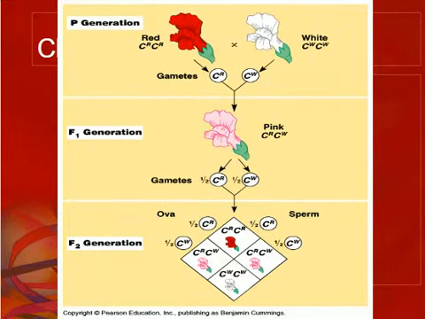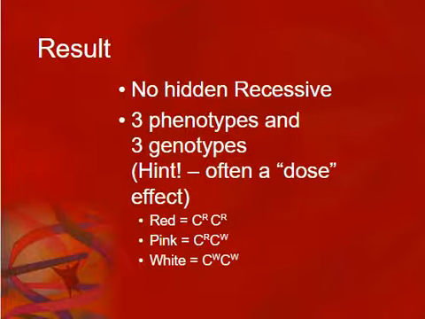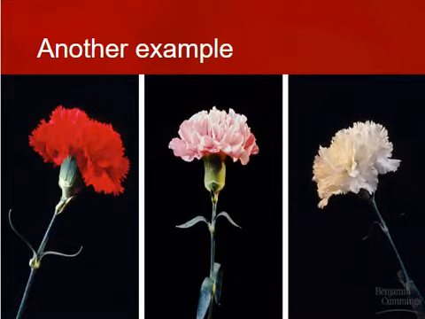So they blend together. The result of that is we get no hidden recessives. So you see every trait. 3 phenotypes, 3 genotypes. Like I said, this is the second time you've seen dose effect. So like shades of colors. Things along those lines. There's carnations, same kind of thing.